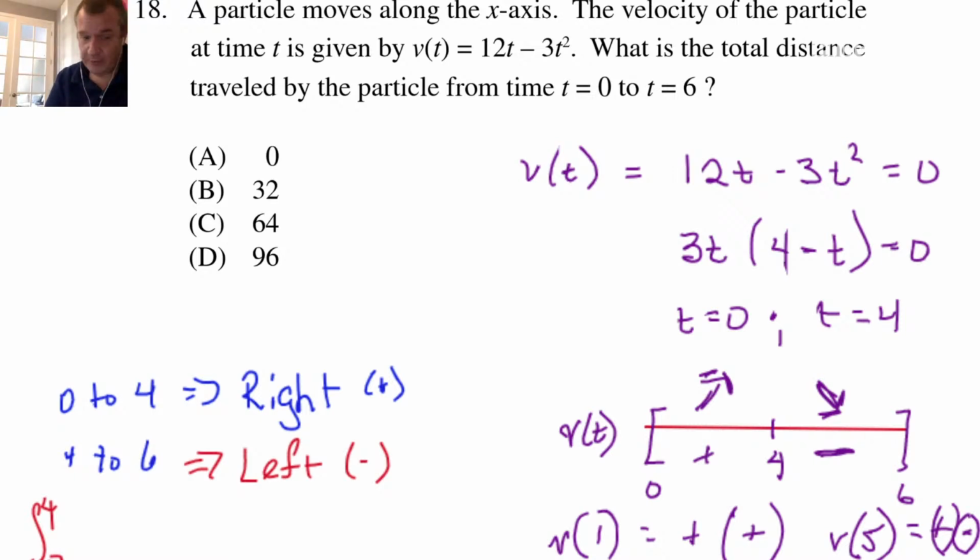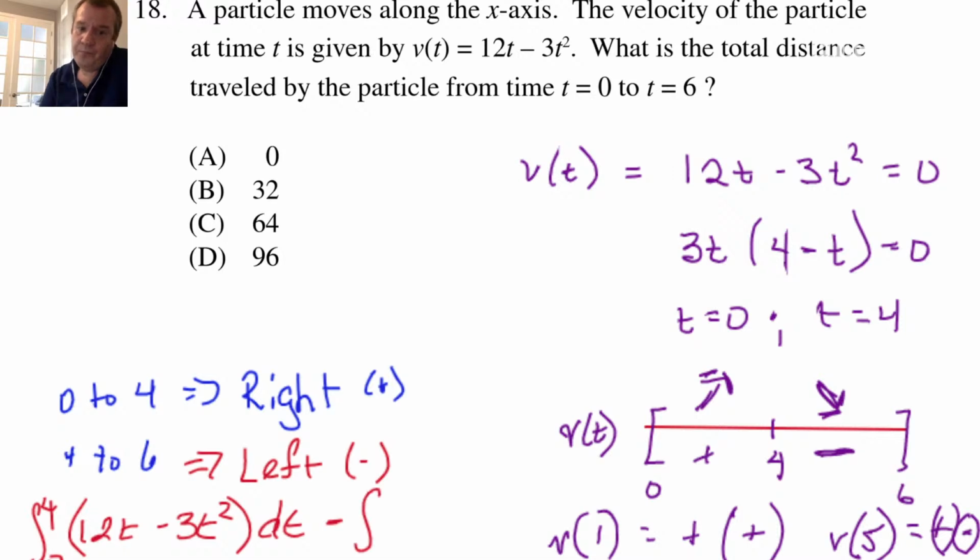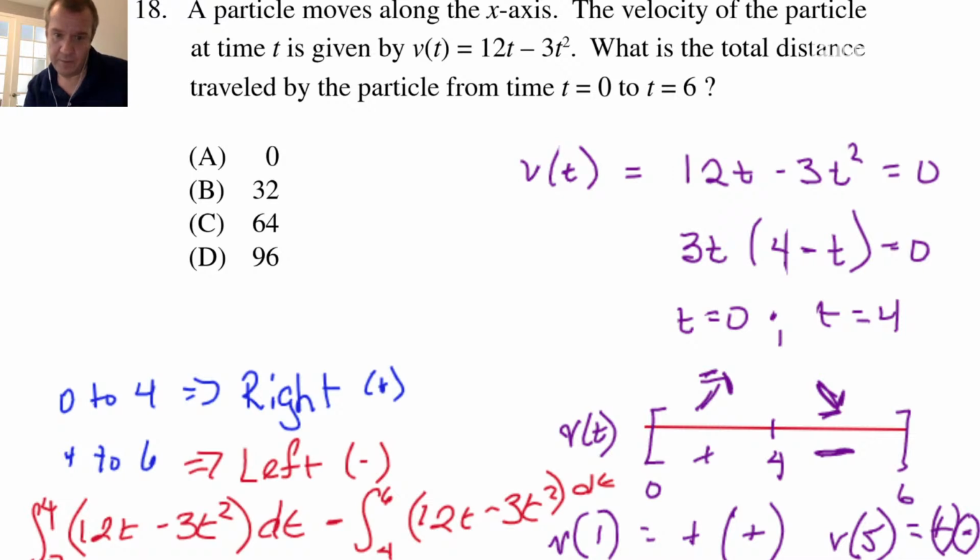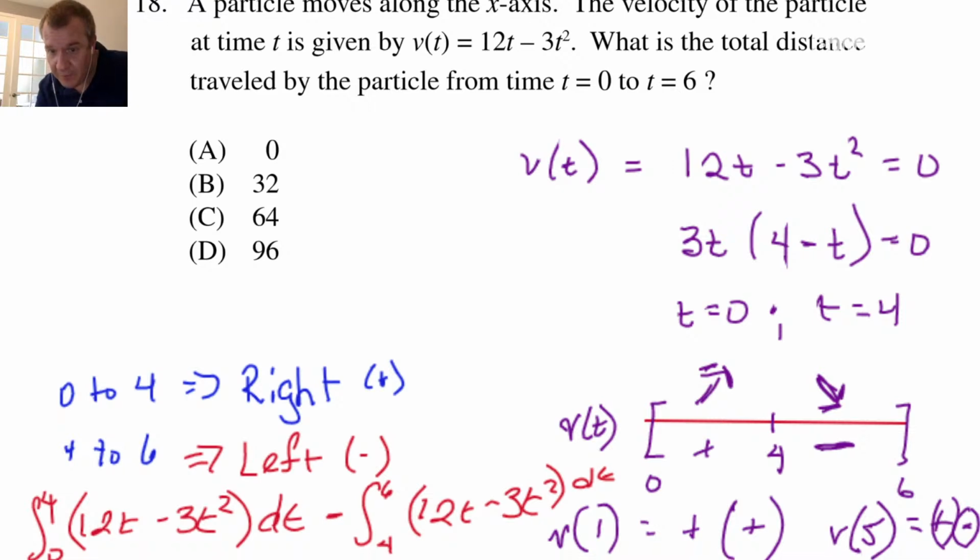Remember, we have to get the position. So 12t minus 3t squared dt. Now minus the other direction. From 4 to 6, again, the integral of 12t minus 3t squared dt. And so I'm going to shift that over a little bit, just kind of clean it up for us down here.